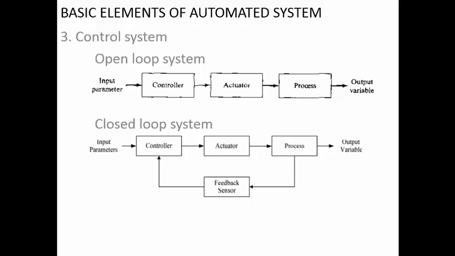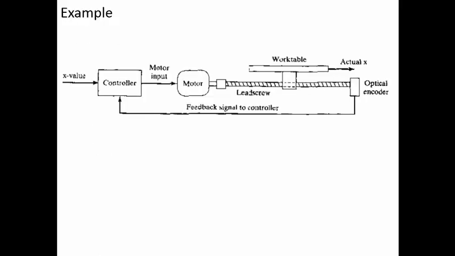So these are the three main elements of an automated system. The basic idea is to ensure that the process is happening as per the requirement. This will be a typical example of a control system. Let us try to understand what kind of control system it is. You have a controller which is trying to control the x value, that is the x coordinate.